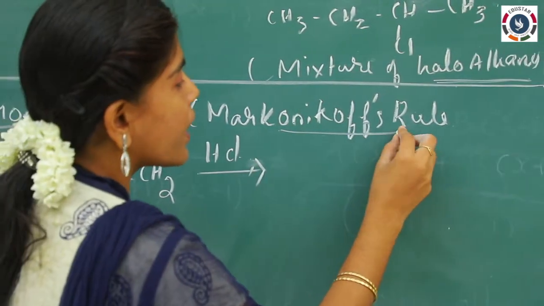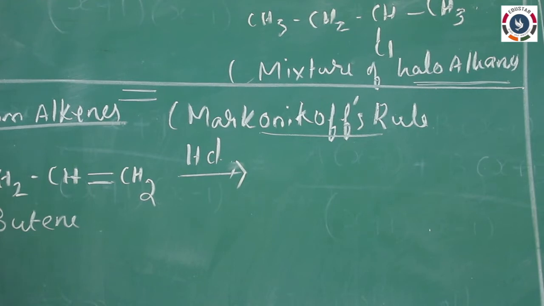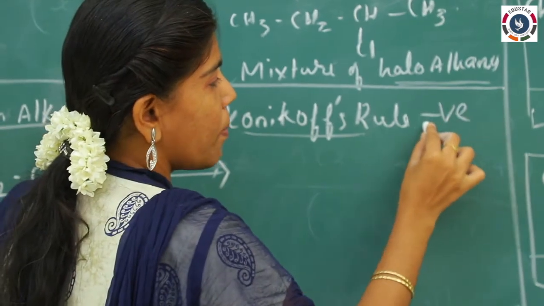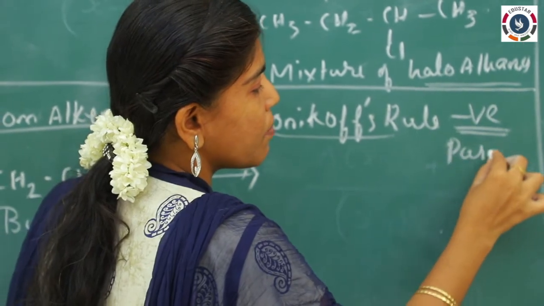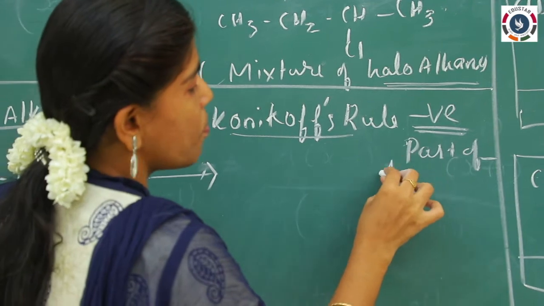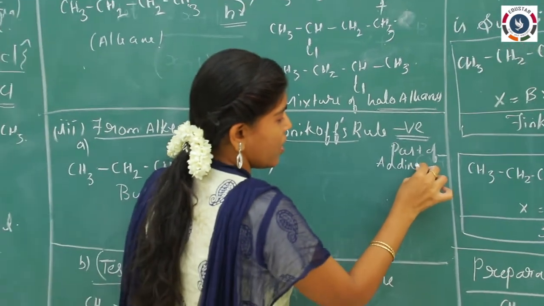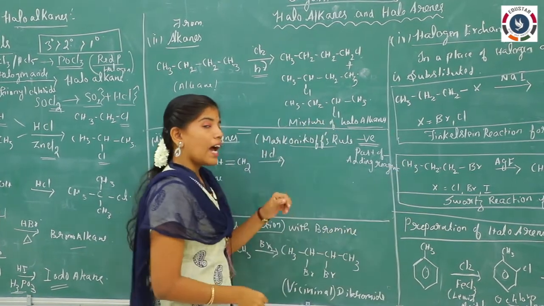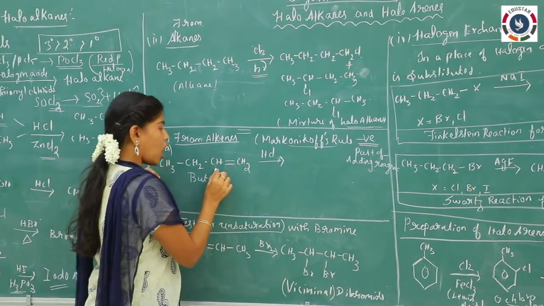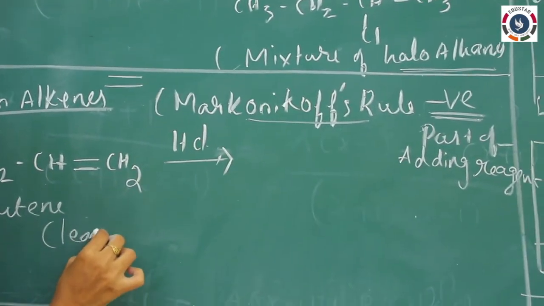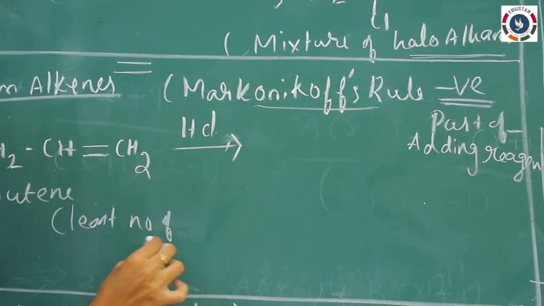How do I achieve the product? Because of the Markovnikov rule. What does the Markovnikov rule say? The Markovnikov rule says the negative part of the addendum, what is meant by the addendum? That means the adding reagent. The negative part of the adding reagent usually adds to the carbon atom which has the least number of hydrogen atoms.